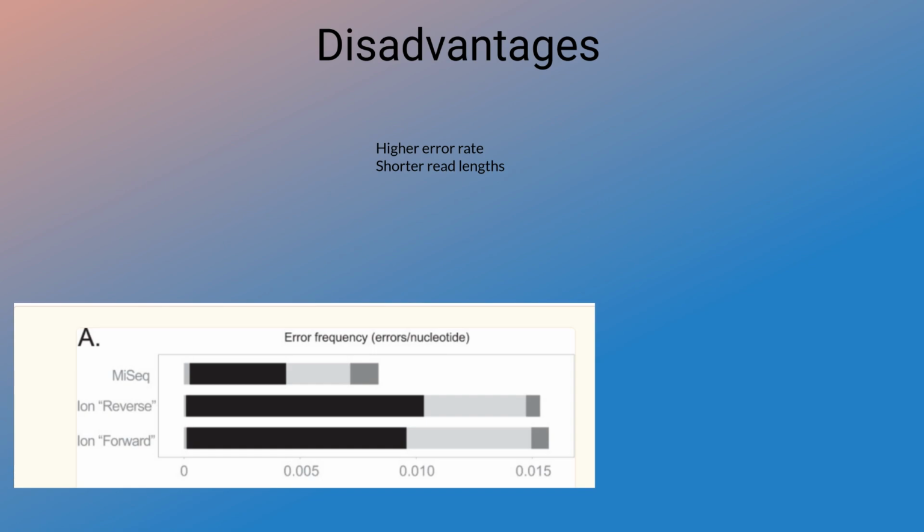In this example, in figure A, MiSeq was compared against ion torrent in reverse and ion torrent forward. The ion torrent had about 1.5 error frequency in both the reverse and forward in 100 bases, where the MiSeq had about 0.9 error frequency in 100 bases.